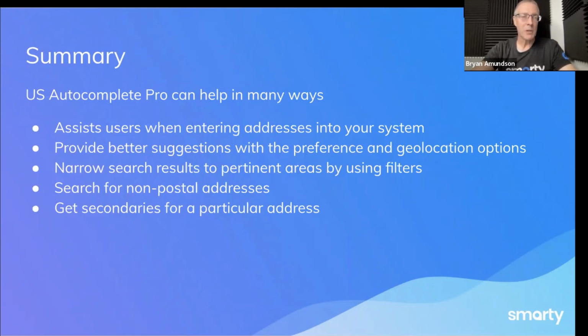So just as a summary, and then we'll take some questions. It assists users when entering their own addresses into the system, provides better suggestions for call centers or what have you, and it really protects your database from having a bunch of garbage in it. So I would highly suggest that Autocomplete Pro be used in your input web forms. You can search for postal and non-postal addresses. You can also do that in Smarty's US Street API with the enhanced search mode. And then of course you can get secondaries for a particular address. So that is the presentation. Andrew, do we have any questions?